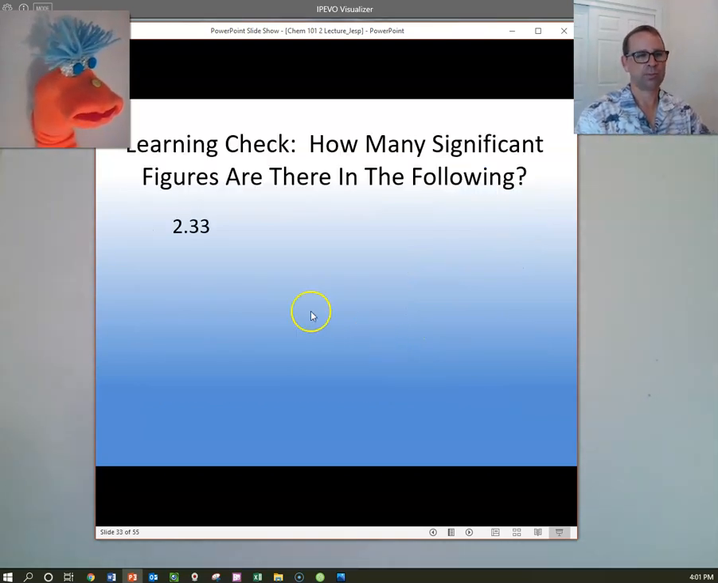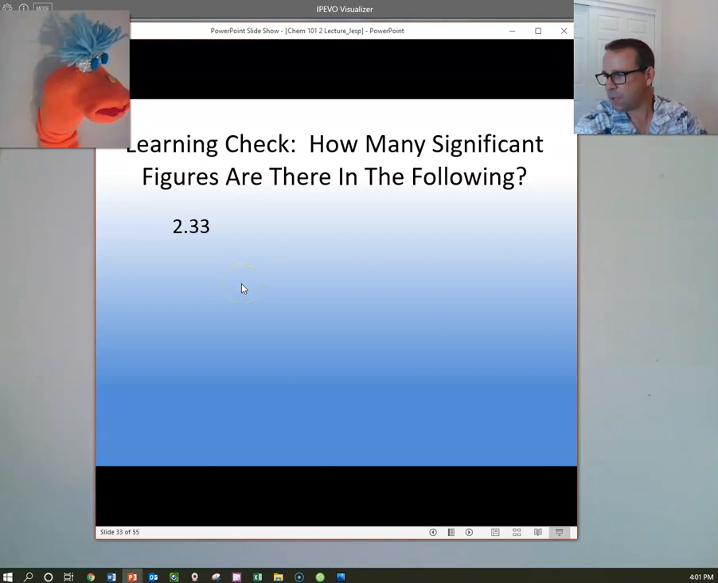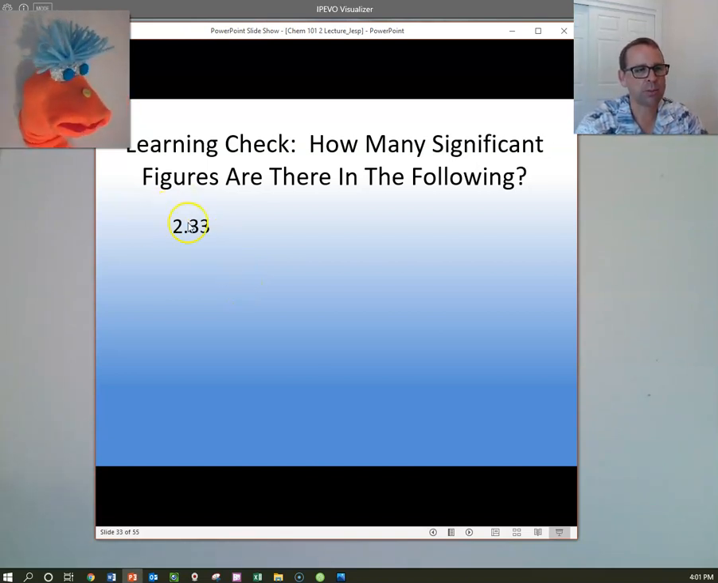Okay, so what do you think here? How many significant figures in this problem? 3. Yeah, that's right. 3 significant figures. How about this one here?